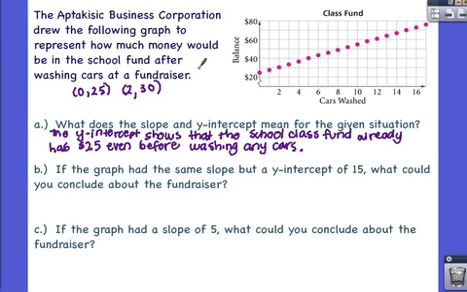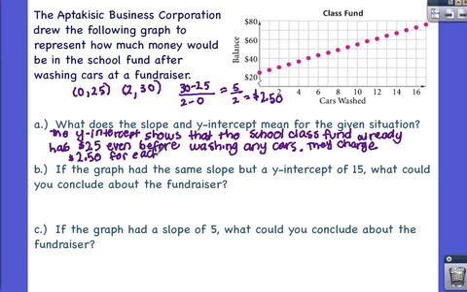Now you can calculate your slope using the slope formula, y2 minus y1 over x2 minus x1, which is 5/2, or 2.5, which in this case would be $2.50. This means they charge $2.50 for each car.